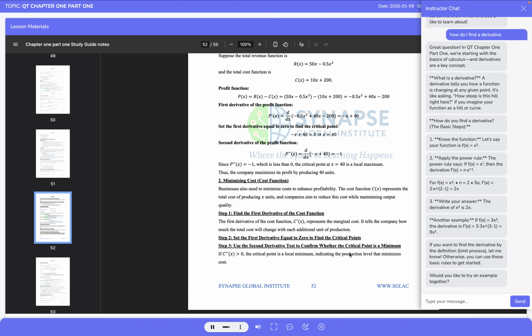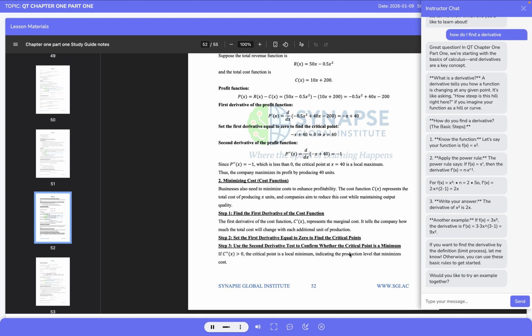Another important application of differentiation is cost minimization. Businesses aim to produce at the lowest possible cost, while maintaining quality and output requirements. The cost function represents total cost as a function of output. The first derivative of the cost function gives marginal cost, which shows how total cost changes when production increases by 1 unit. To find the output level that minimizes cost, we set the first derivative equal to 0 and solve for the critical points. We then apply the second derivative test.